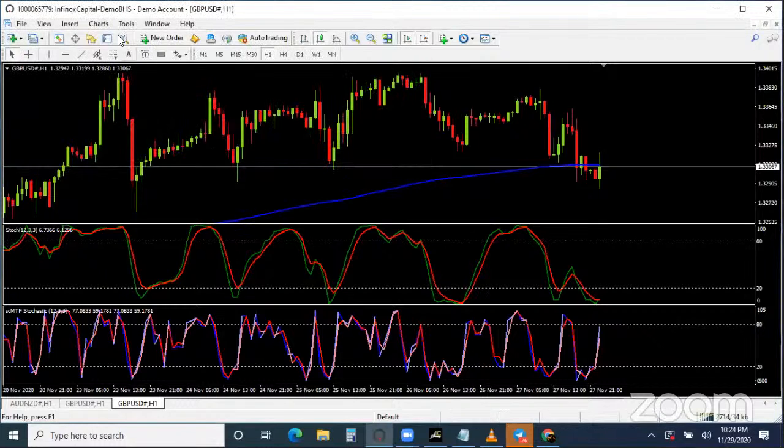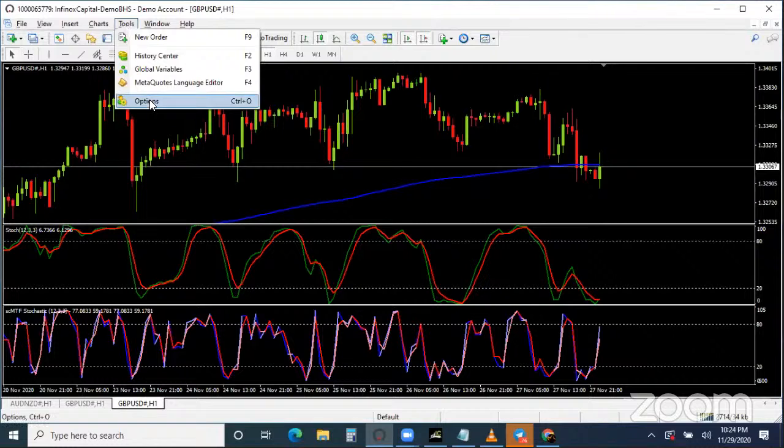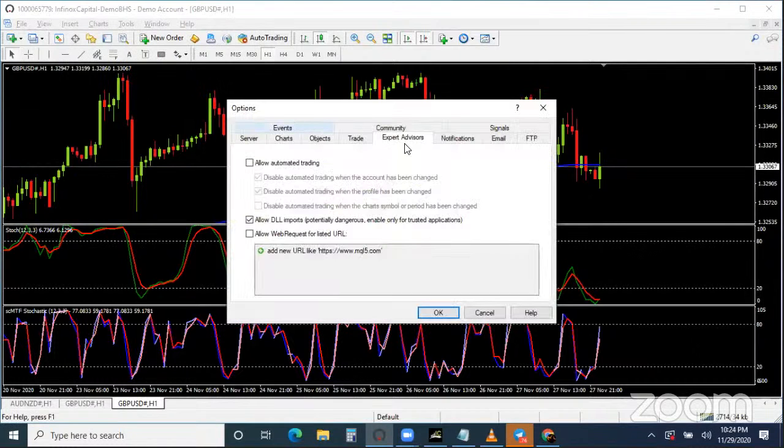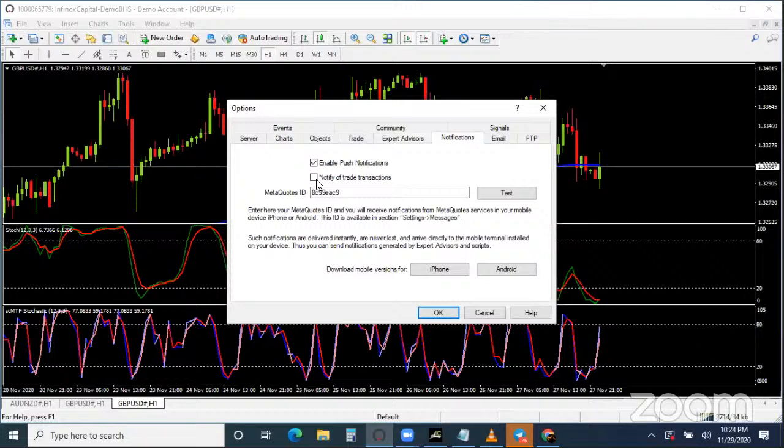So that is the physical alert. Well, when you want push notifications, come to tools. Here, come to tools, go to options. Now you see notifications, enable push notifications. If I click notify of trade transaction, if I take any trade or close any trade, it will tell me. But since I'm the one trading my account, I don't need this. Put your MetaQuotes ID here.